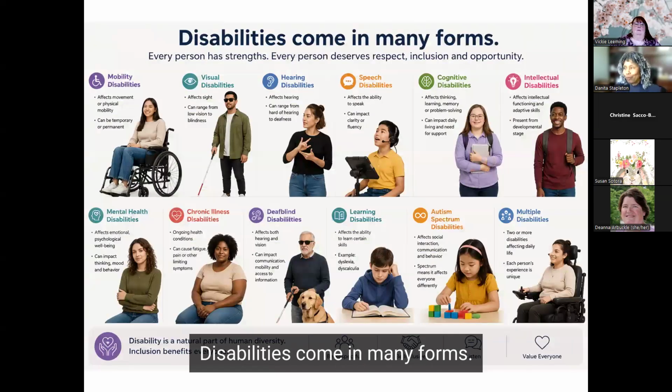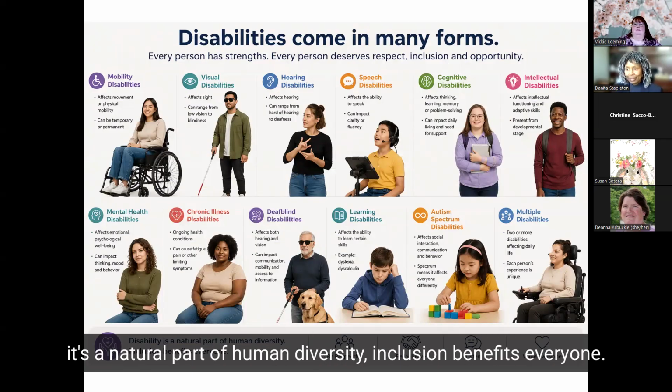Disability comes in many forms. It's a natural part of human diversity. Inclusion benefits everyone.